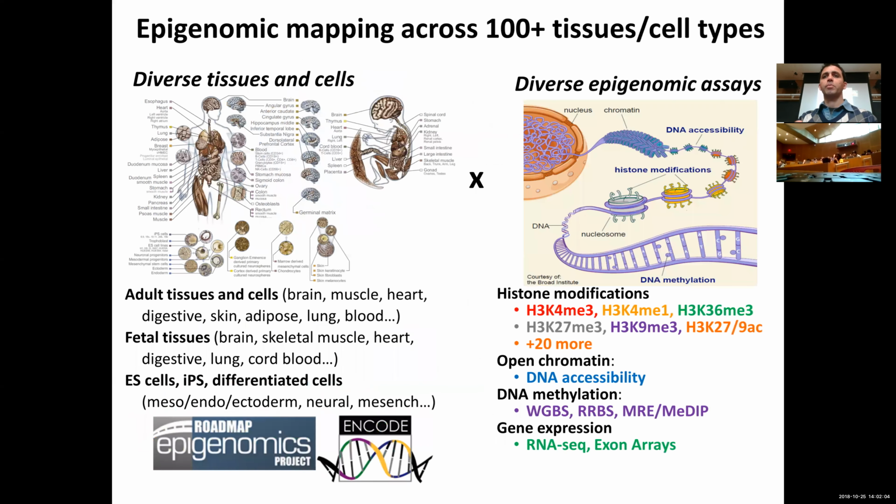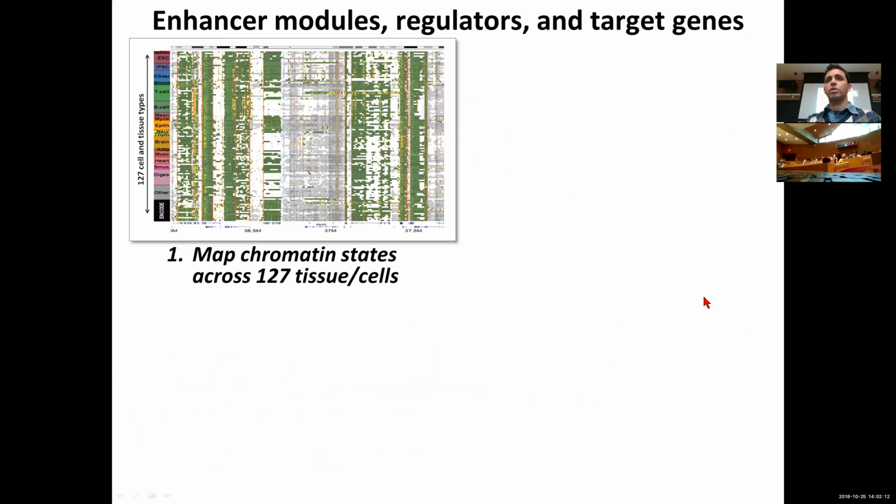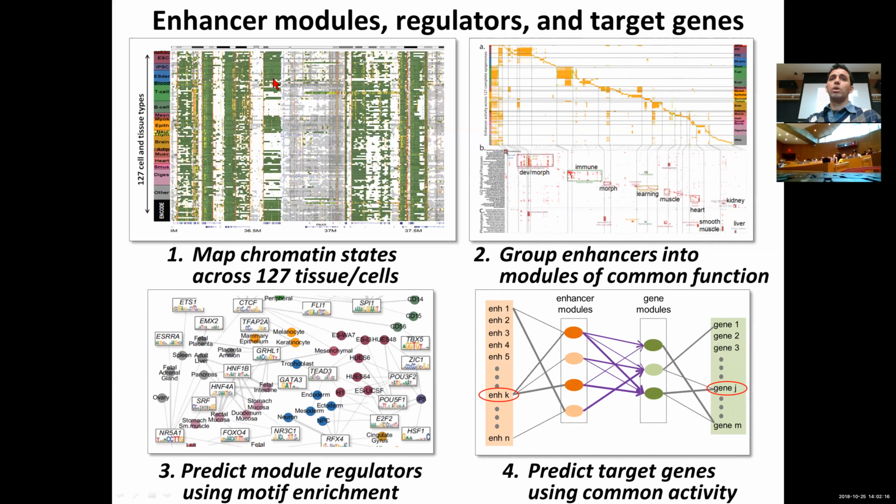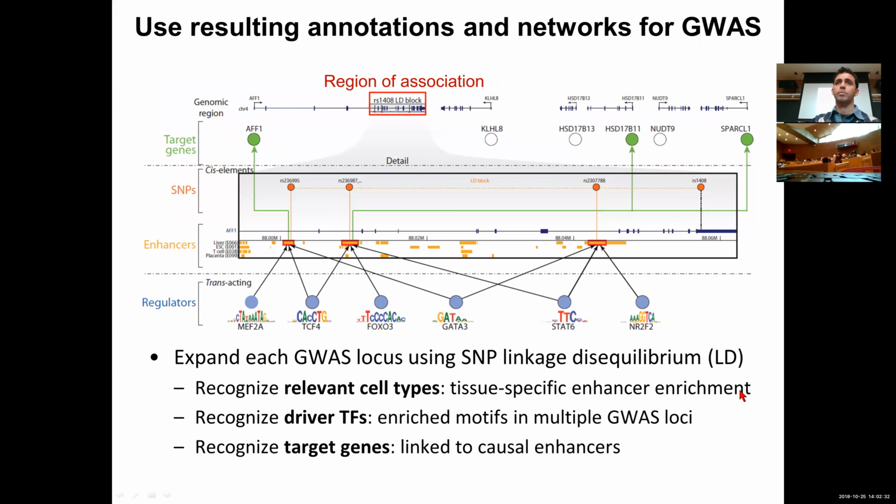So epigenomic studies have basically been carried out across hundreds of tissues and cell types, across dozens of different epigenomic maps. We can actually start putting all that together to map chromatin states across hundreds of tissues, to group enhancers into modules of common function, to recognize motifs associated with these modules, and to start linking together these regulatory regions to their target genes.